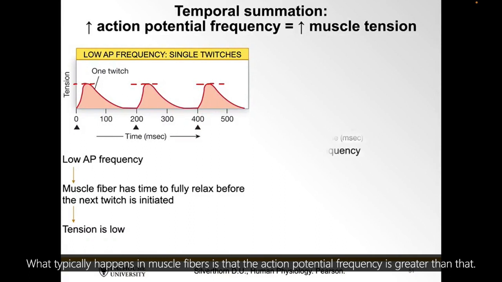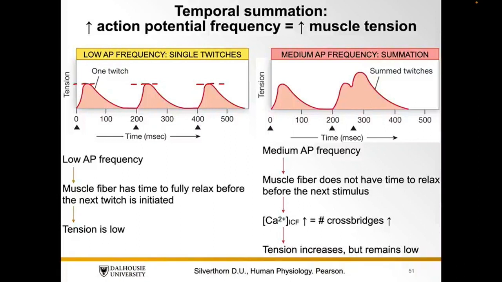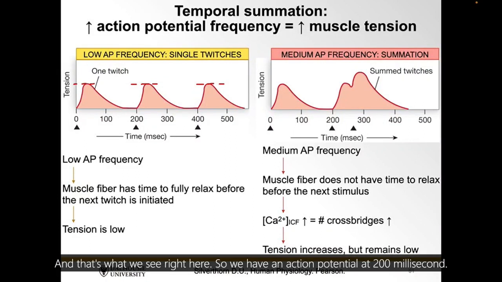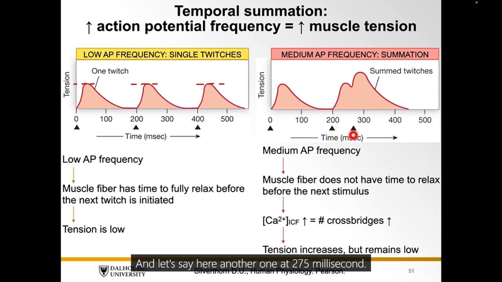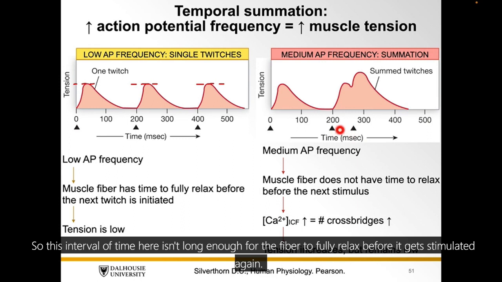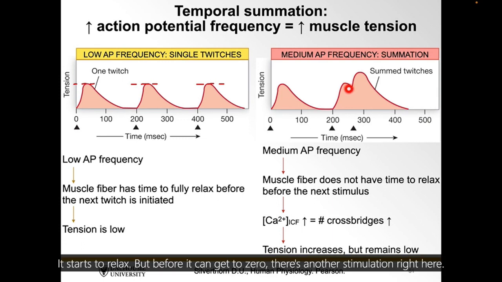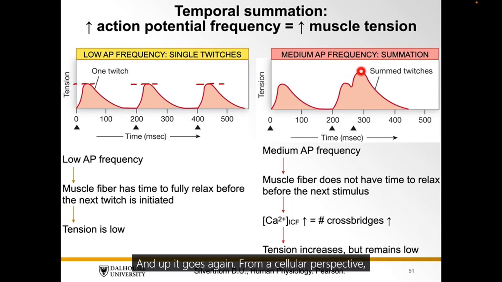What typically happens in muscle fibers is that the action potential frequency is greater than that. And that's what we see right here. So we have an action potential at 200 milliseconds, and let's say another one at 275 milliseconds. This interval of time isn't long enough for the fiber to fully relax before it gets stimulated again. So that's what we see here. There's the first stimulation. Muscle tension increases. It starts to relax, but before it can get to 0, there's another stimulation right here. And up it goes again.